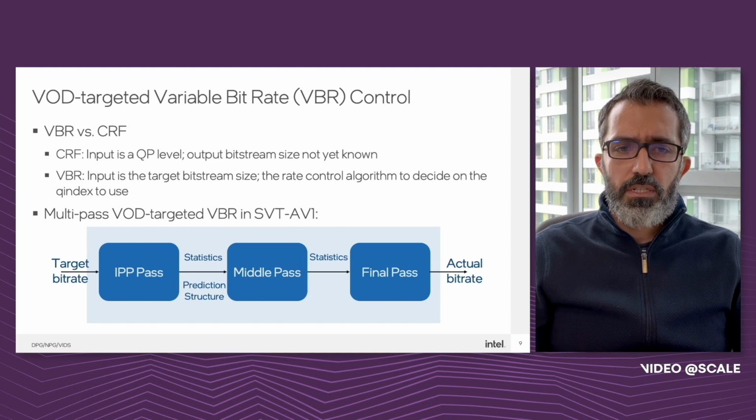As you can see in this slide, there are three passes. The first pass is a simple and fast IPP, which is common between CRF and VBR. The output data from the first pass is used to find the prediction structure and also the input QP for the middle pass. The middle pass is a CRF encoder, which is much faster than the final pass. And at the end, we have the final pass, which uses the statistics from previous passes to assign the final QPs.